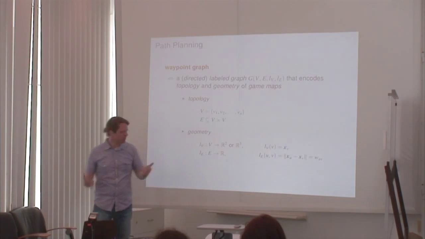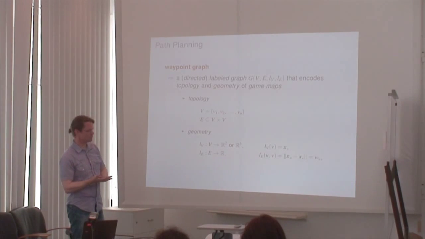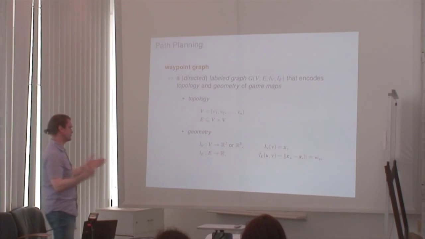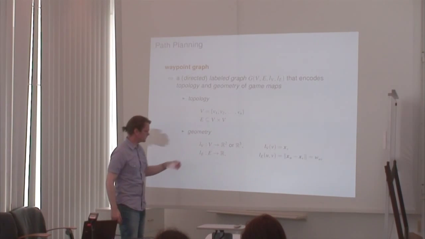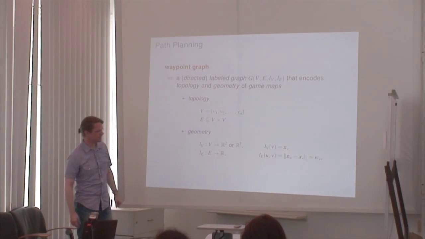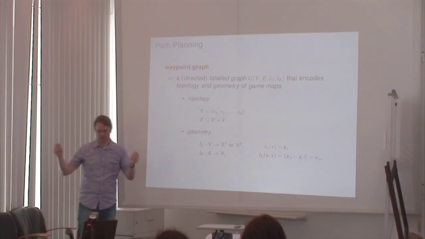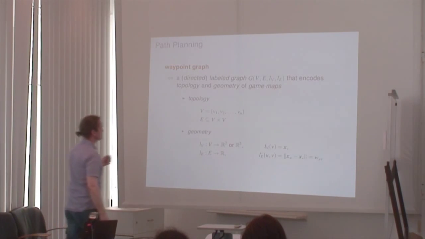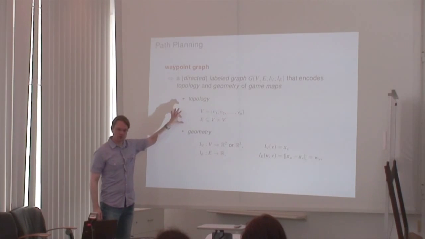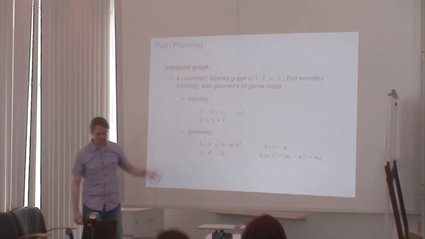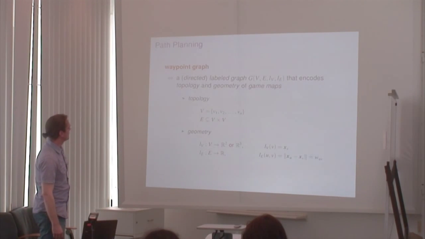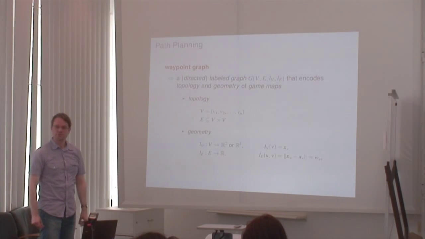And the edge labeling function could, for instance, be used to map every edge to a distance value, where this edge label could indicate the distance between the two endpoints of the corresponding edge, the geometric distance. So the graph structure encodes topology of the map, and the labeling functions encode the geometry of the map. Why does it make sense to choose this graph to be directed?